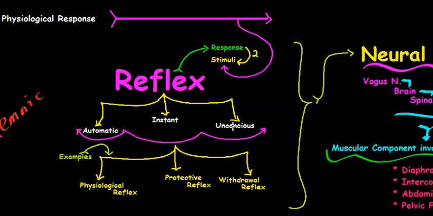So, some examples: we have the physiological, protective, and withdrawal reflex. For the physiological, we can give examples like digestion and the heartbeat. A protective reflex example is coughing and sneezing. That is where coughing falls under, since we said it's a protective reflex. From the definition we gave, cough is a useful protective reflex that clears the respiratory tract of accumulated mucus or foreign substances. What about the last one, the withdrawal reflex? An example of this is pulling your hand away from heat.